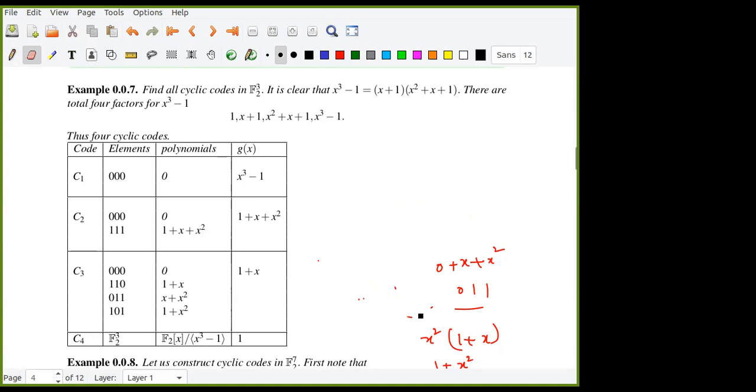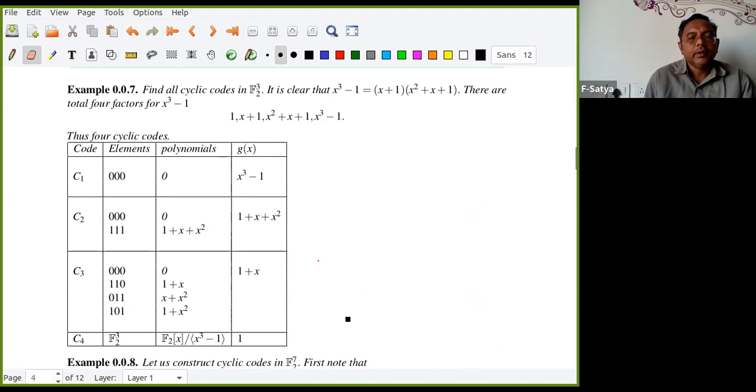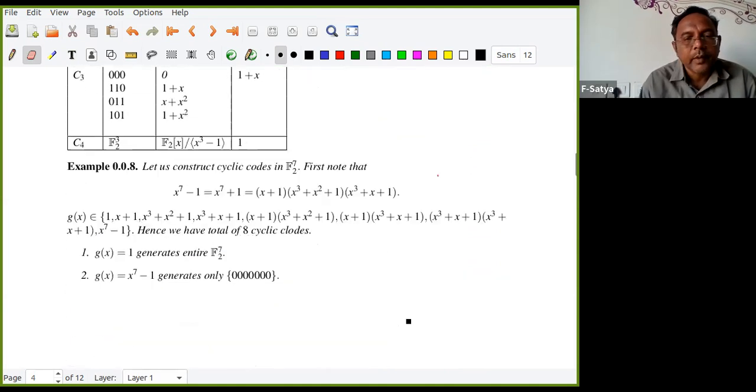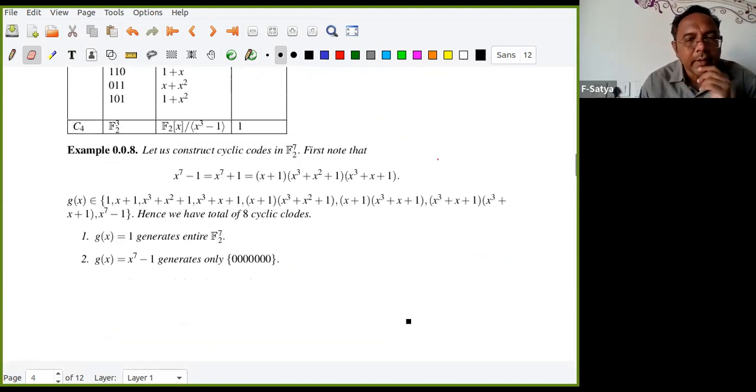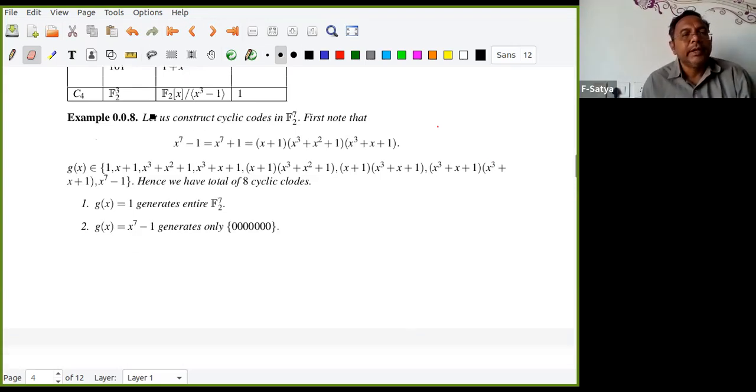Yes, yeah, sir. So I'll give one more example so that much more clarity will come. Then again, I will convert them into generator matrix, as in the earlier coding theory which we have done, right? One more example. So now I am taking F2 power 7. So I take x power 7 minus 1. Okay, this we did in the previous class.